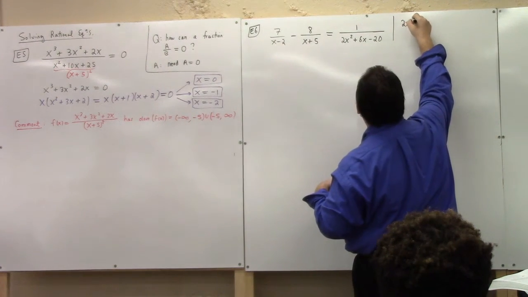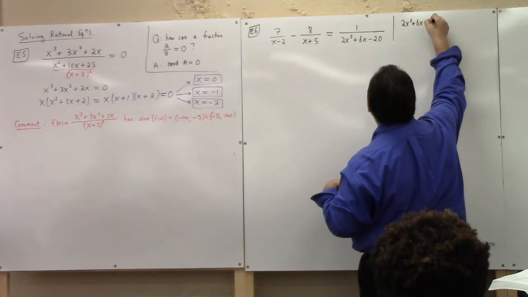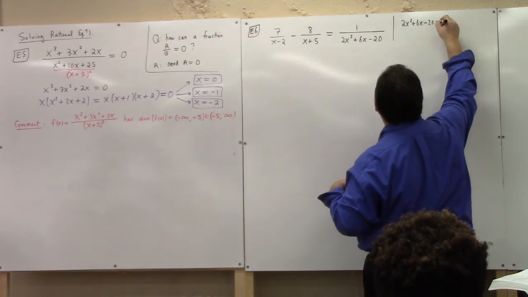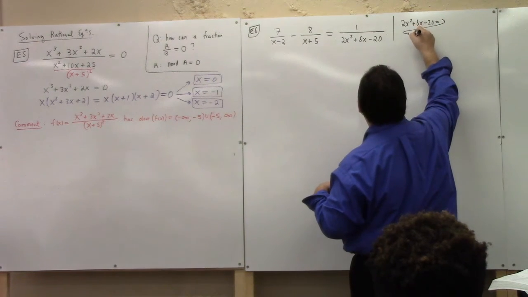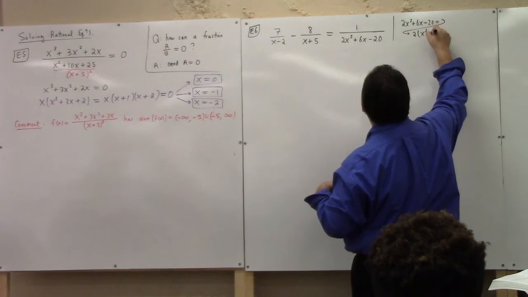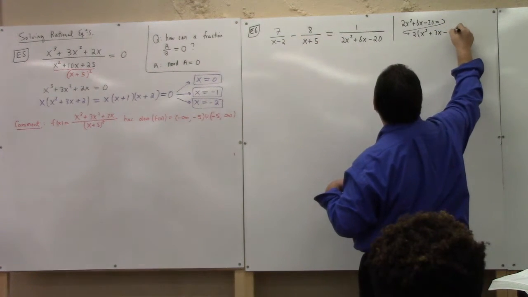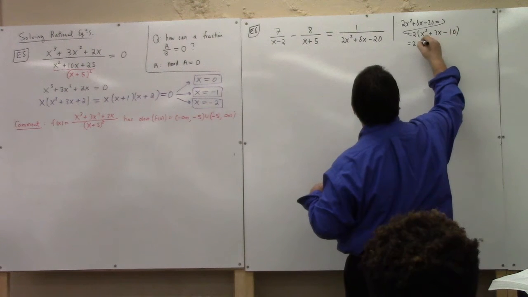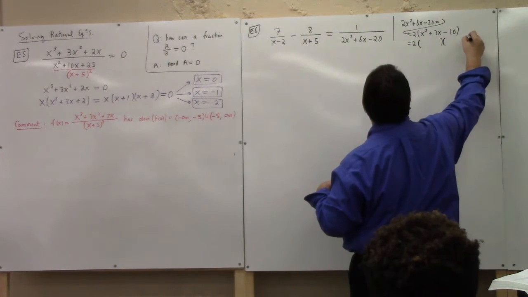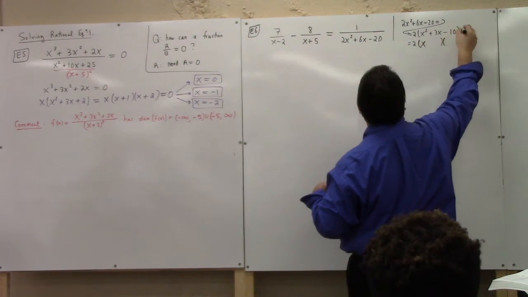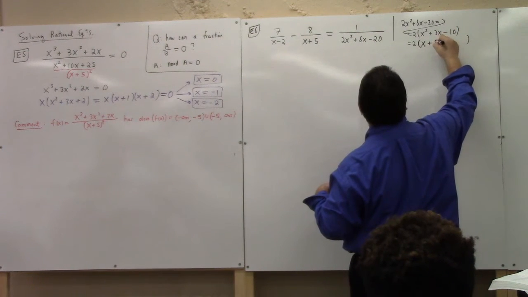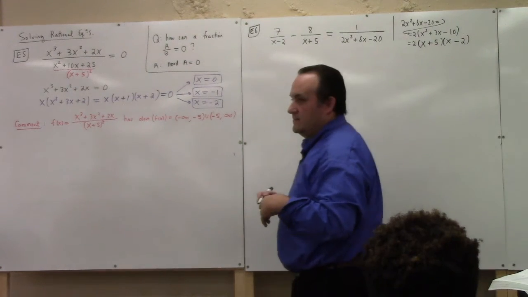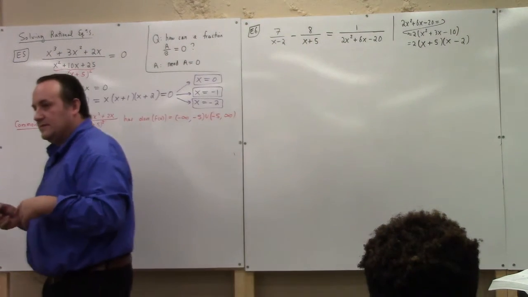2x squared plus 6x minus 20. I factor a 2 out, so that's 2 times x squared plus 3x minus 10, right? Which is 2 times, that looks like x plus 5, x minus 2. Aha!